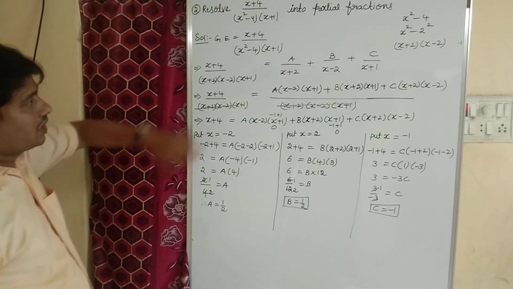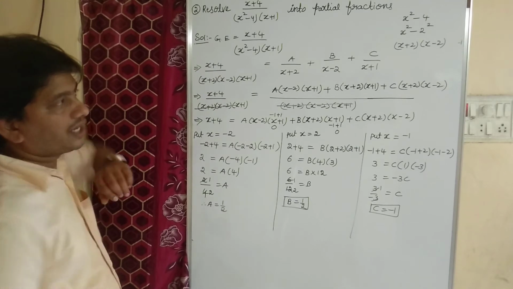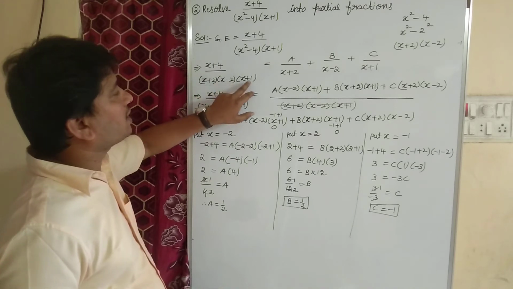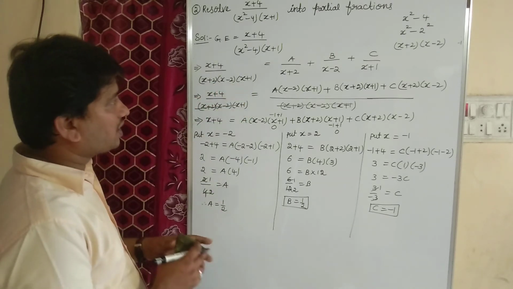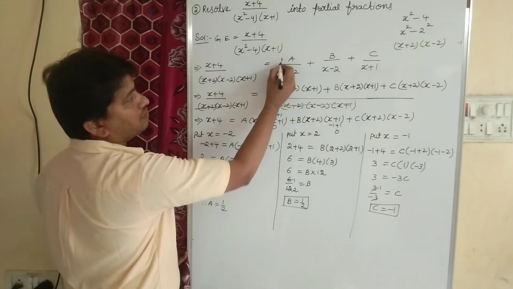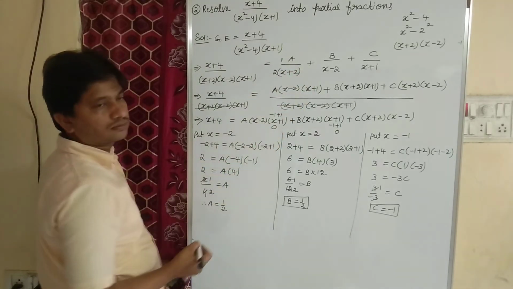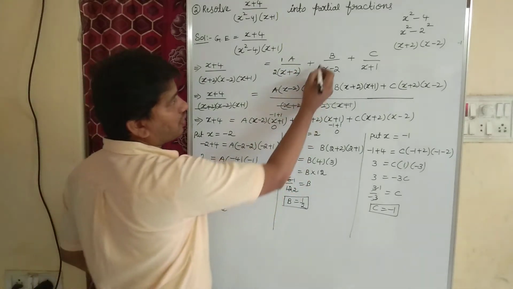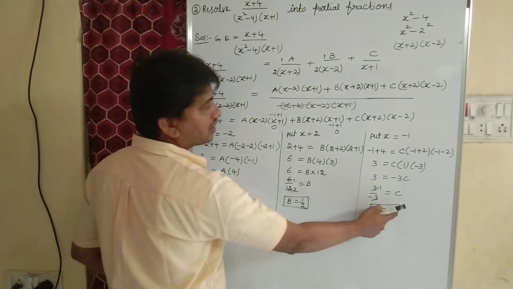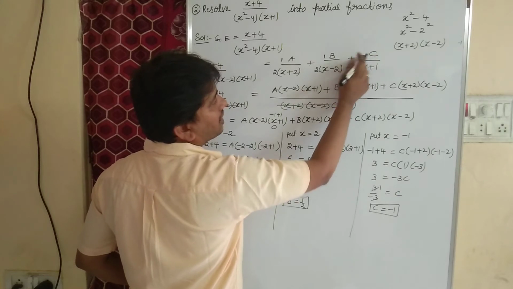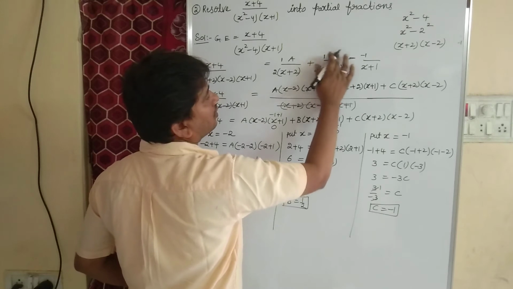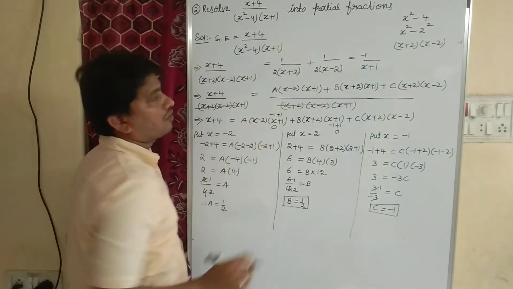Okay. Now let us substitute in the general equation. The general equation is x plus 4 by x plus 1 into x plus 2 into x minus 2 equal to a by x plus 1 and so on. What is the value of a, children? We got the value of a is 1 by 2. In the place of a we are substituting 1 by 2. And the value of b is 1 by 2. And the c value we got is -1. So plus into minus is minus. So -1 by x plus 1, 1 by 2 into x minus 2, and 1 by 2 into x plus 2.